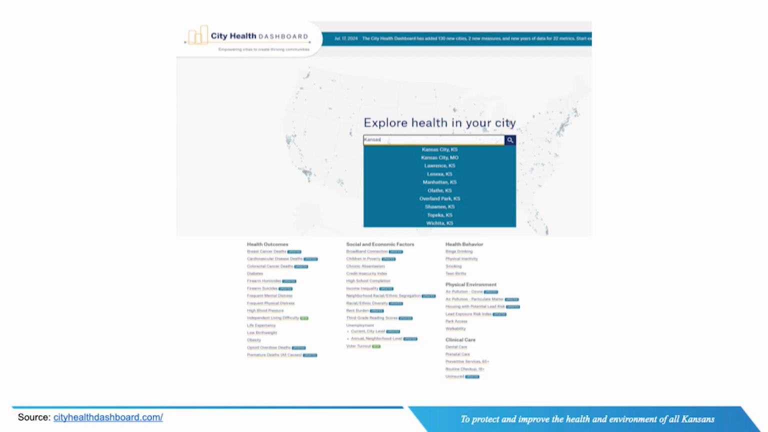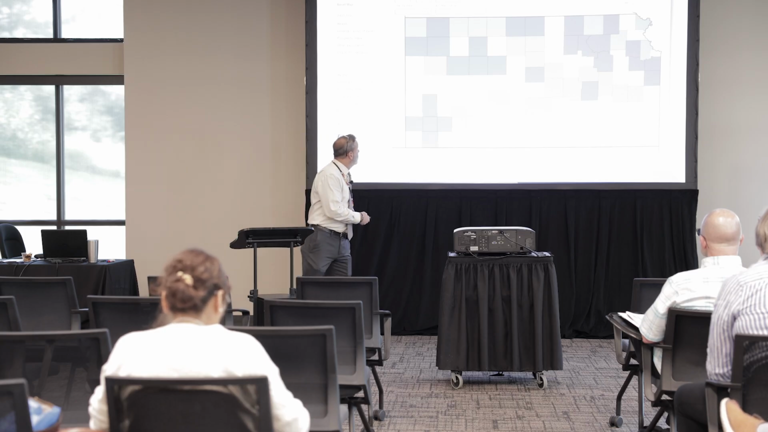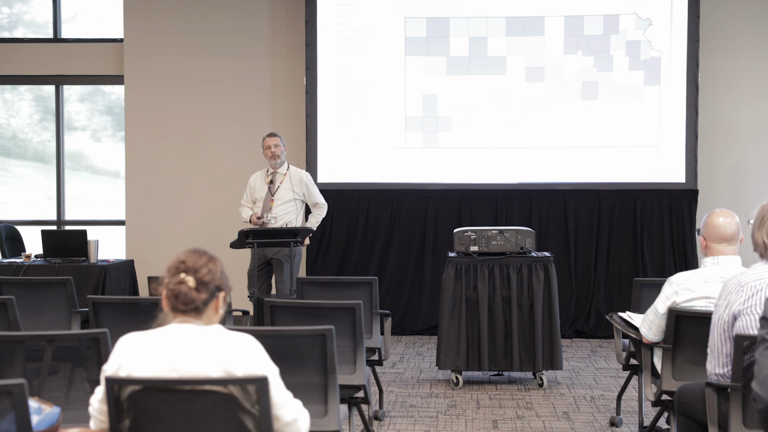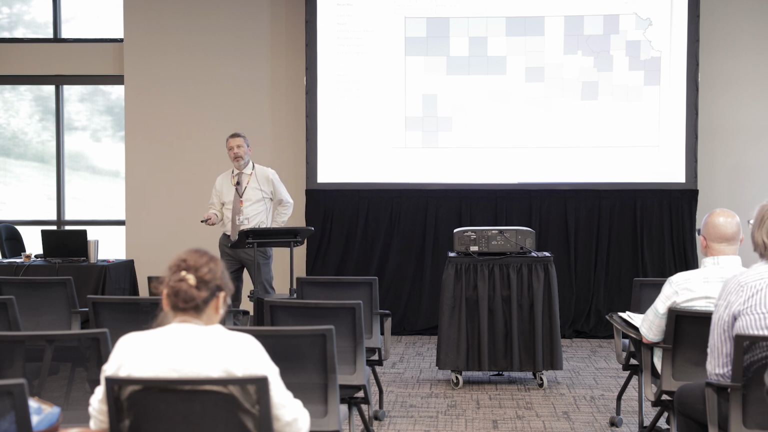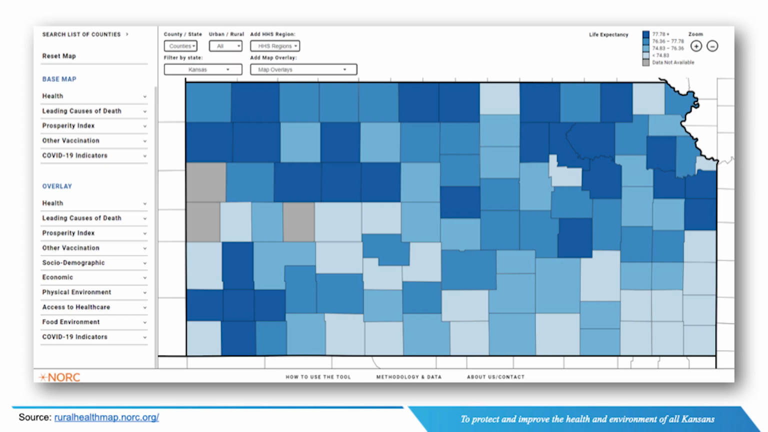I won't say much about this one. City Health Dashboard. If anybody's actually from one of these few cities in Kansas, there's good data on that. Otherwise, you're out of luck. This is the Rural Health Mapping Tool. This was developed to map COVID-19. Again, some really good information on here. The health information is a little sparse. It's mostly mortality based, but it's another one that can get you down to the county level.